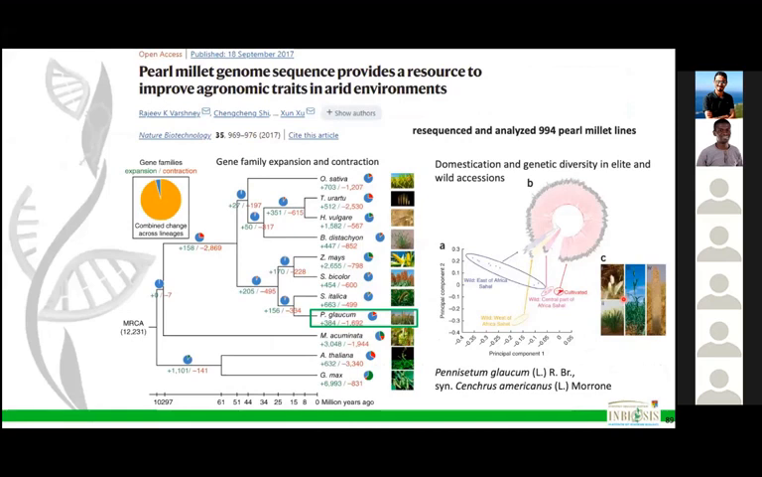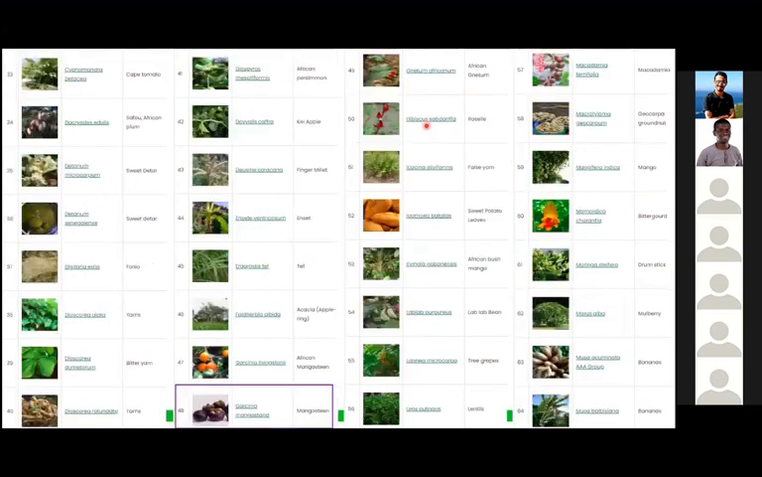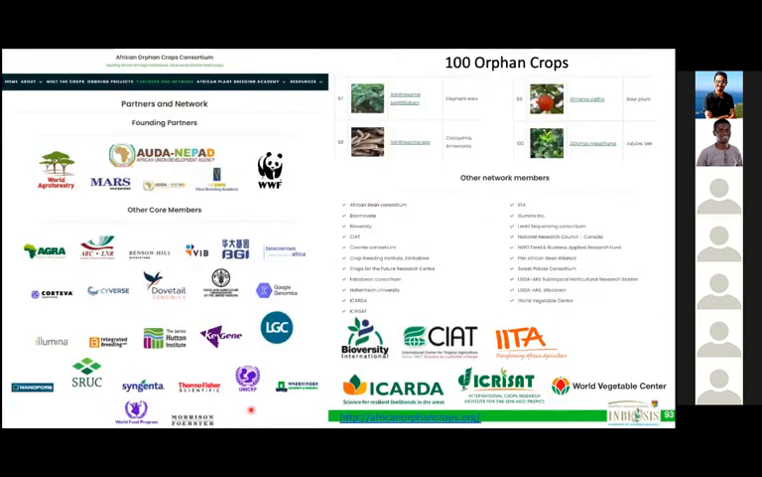And one example is this pearl millet genome sequence, for growth in arid environments. And there are, I think, 100 orphan crops listed by the African Orphan Crop Consortium. I'm surprised to find papaya is also one of them, and also mangosteen, which I work on. Okay, these are some of them, and there are actually many big organizations involved, including BGI.